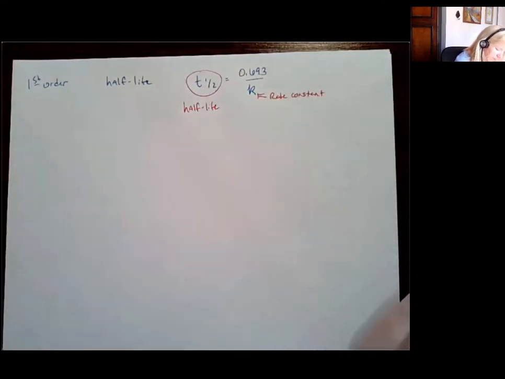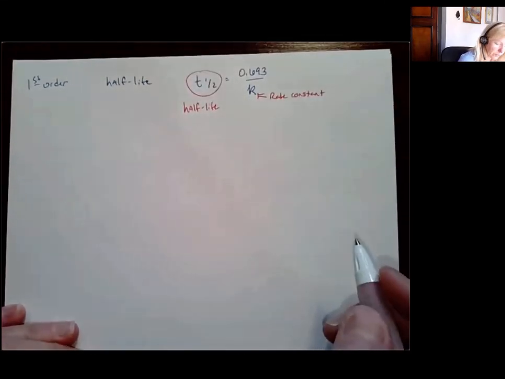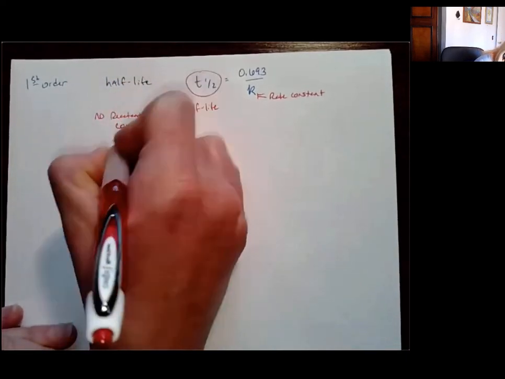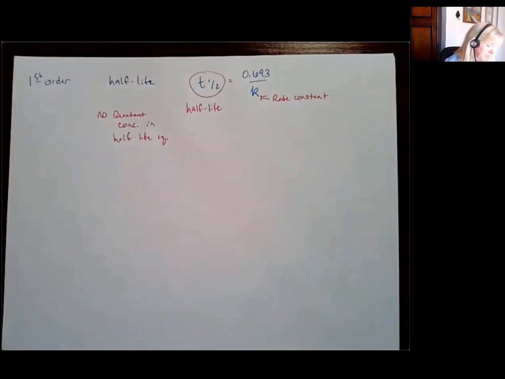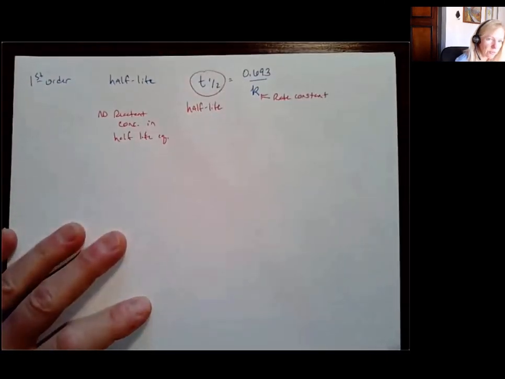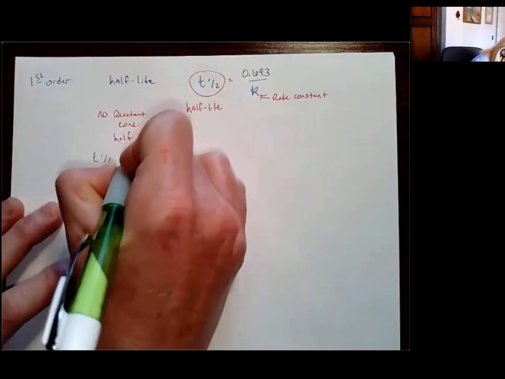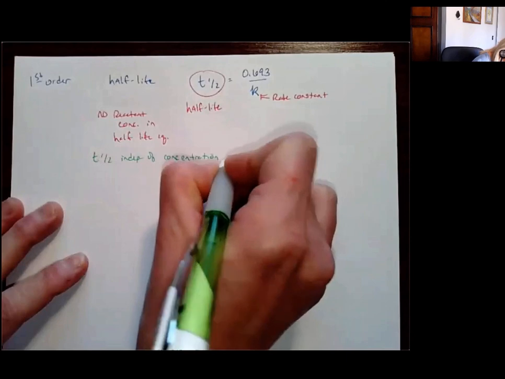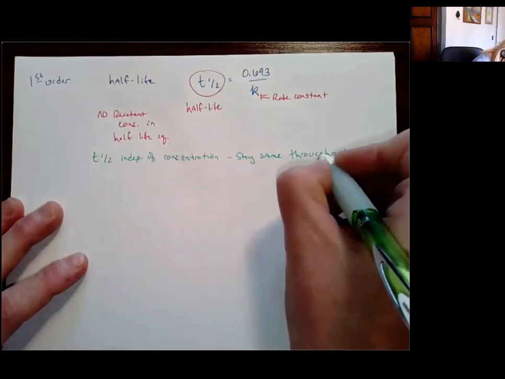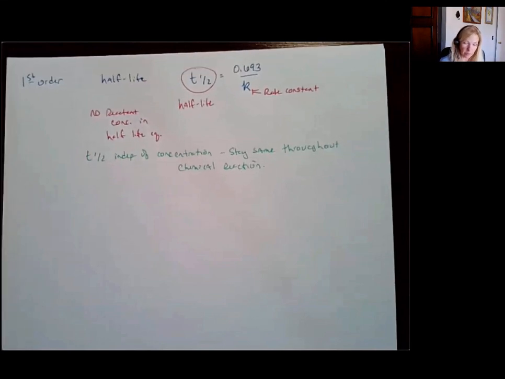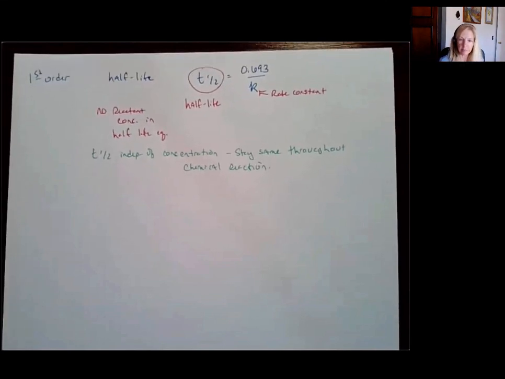What you see here is that there's no concentration of my reactant in here. So there's no reactant concentration in my half-life. That's important because it means that the half-life is going to be constant throughout the entire reaction. The half-life, t1/2, is independent of the concentration, and it's going to stay the same throughout the chemical reaction. If I have a scenario where I have time and concentration, and I see that it takes the same amount of time to drop the concentration by half anywhere that I'm looking in my data, then that's going to tell me I'm first order.